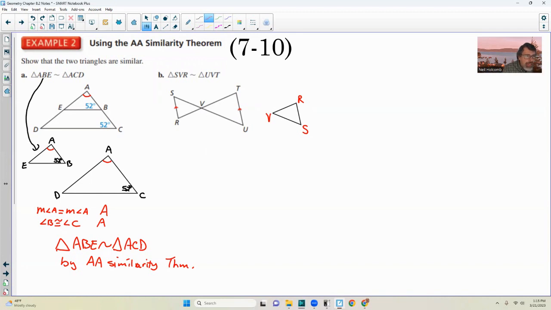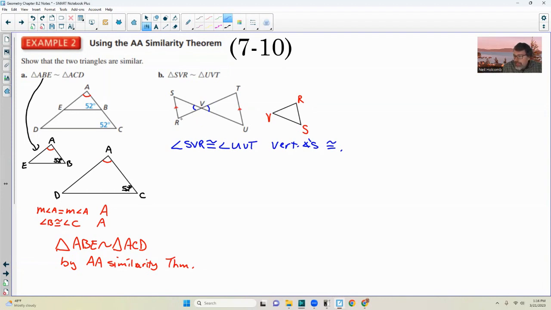Okay, well, we have two sides that are parallel. The other thing we know is that vertical angles are congruent. So you could say angle SVR is congruent to angle UVT. And it's because they're vertical angles. Vertical angles are congruent. So that's one pair of angles.